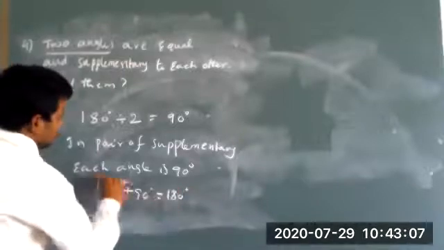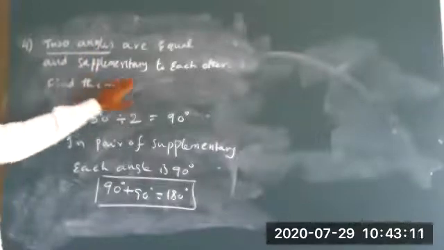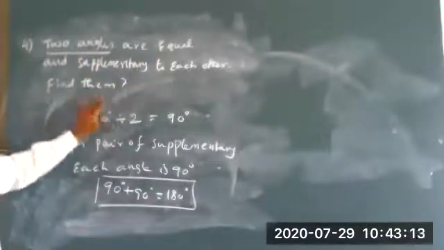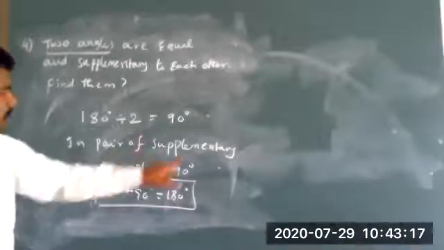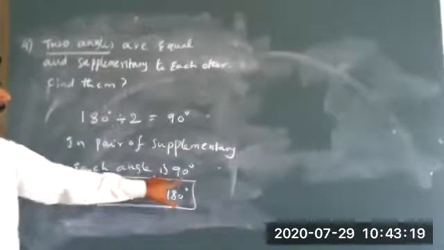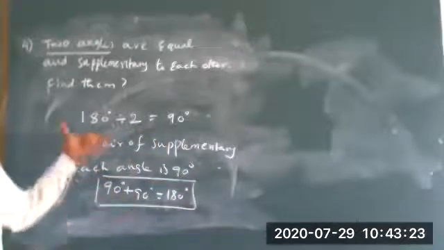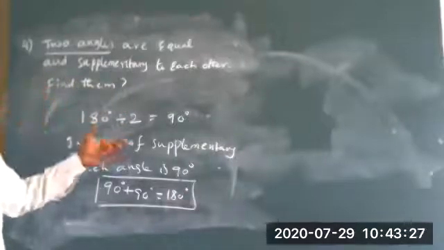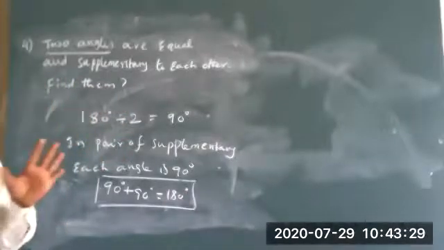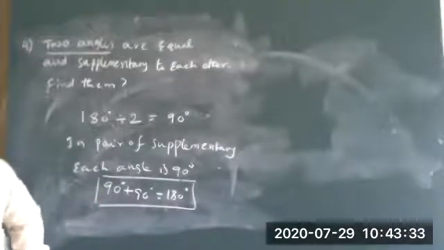180 degrees. So two angles are equal and supplementary to each other. Find them. So each angle is equal to how much? 90 degrees. In a pair of supplementary angles, each angle is 90 degrees. This is the answer. Find them means each angle is how much in a pair of supplementary angles. Clear, children? So it is completed.